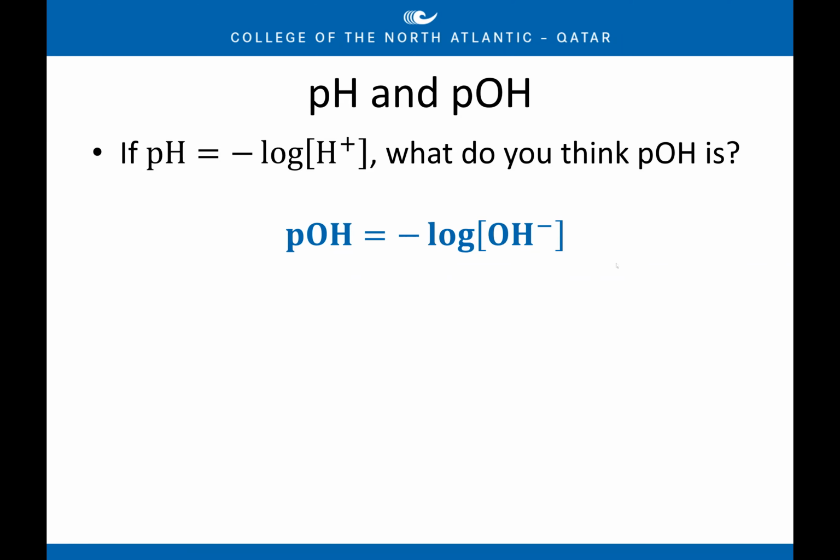Okay, so pH and pOH. If pH is negative log of the hydrogen ion, well, what do you think pOH is? Well, pOH is, of course, the negative log of the OH ion. This is a measure for bases.